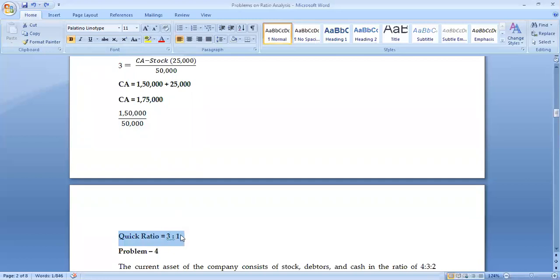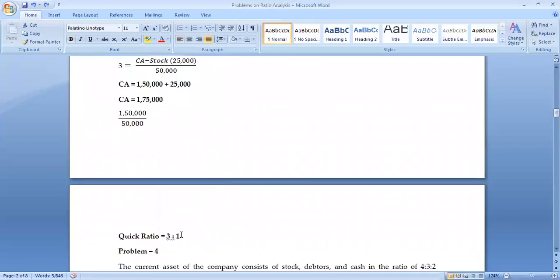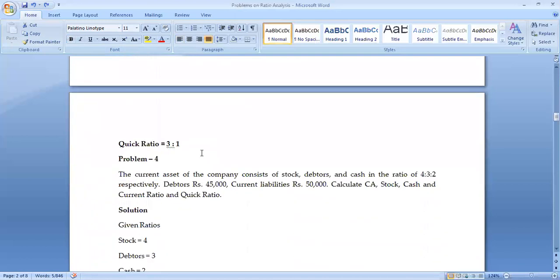So in the question also they have given quick ratio 3:1. So 3 stands for the assets and 1 stands for the liability. So the ideal quick ratio was 1:1. But you got here 3:1. So it is in a better and good condition, a better position.